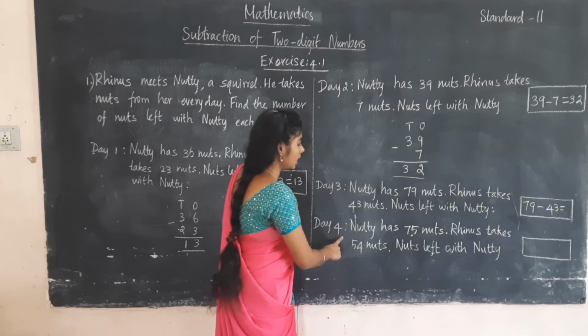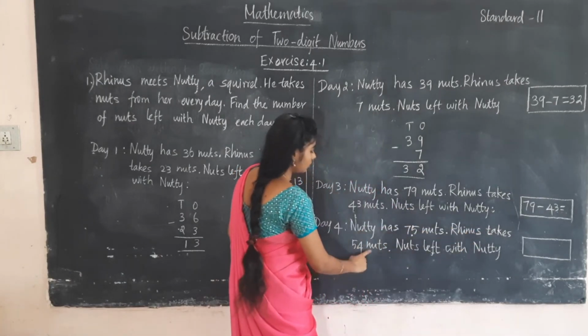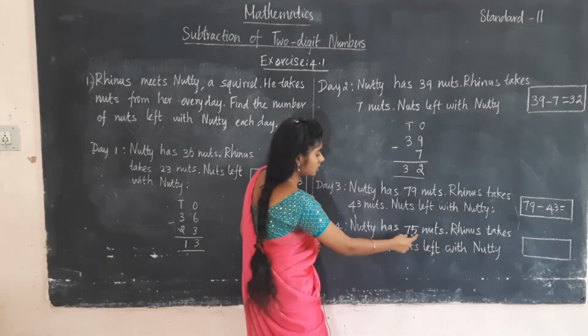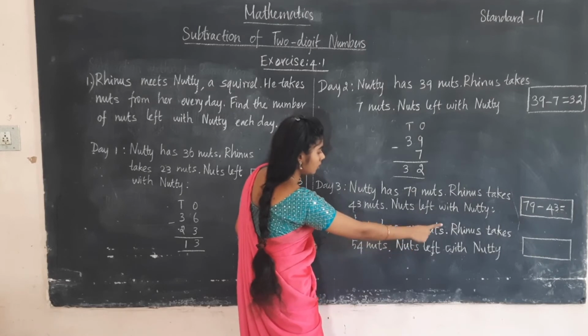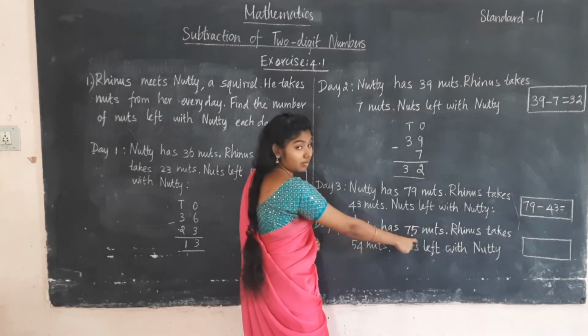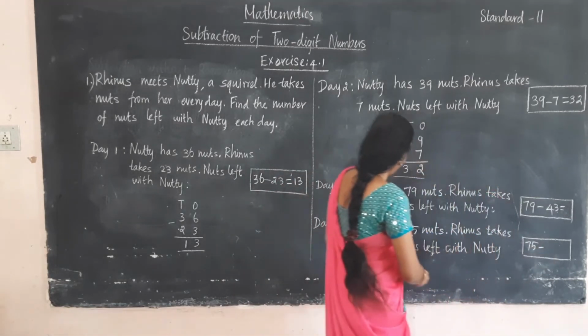And the next one: Nutty has 75 nuts. Rhinus takes 54 nuts. So how many nuts are left with Nutty? 75, and Rhinus takes 54. So you will subtract the number 54 from 75. Write 75 minus 54.